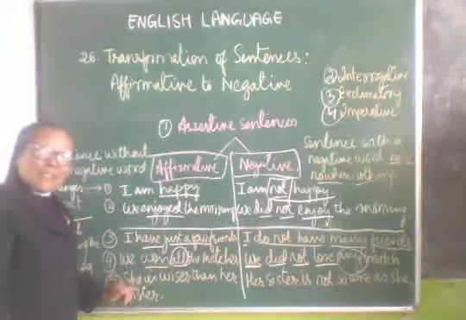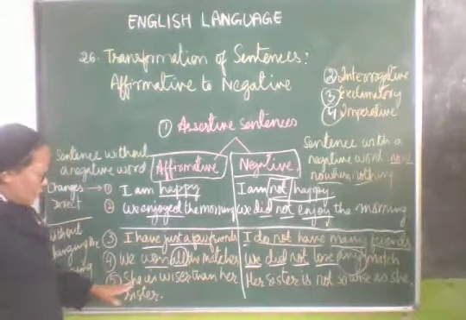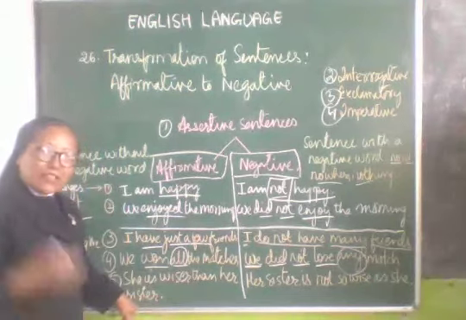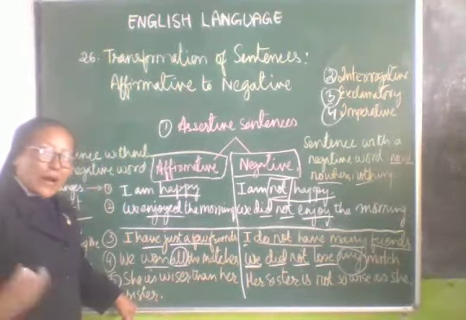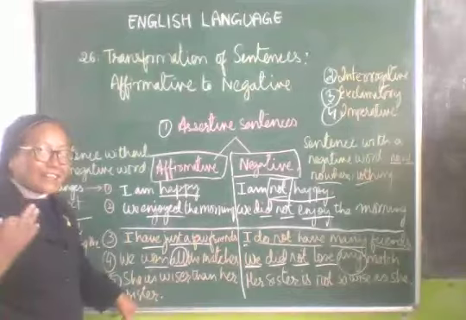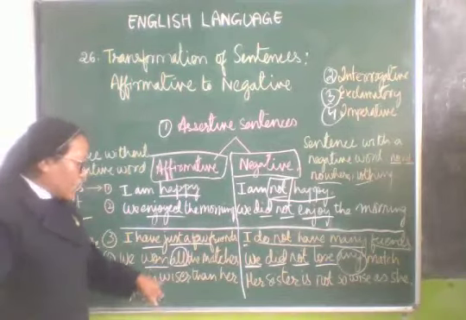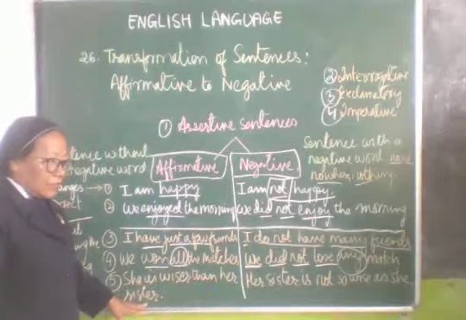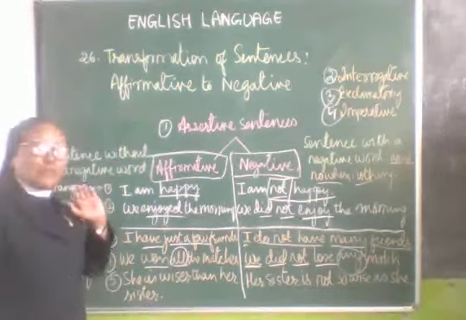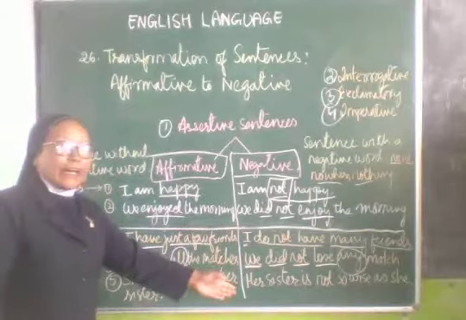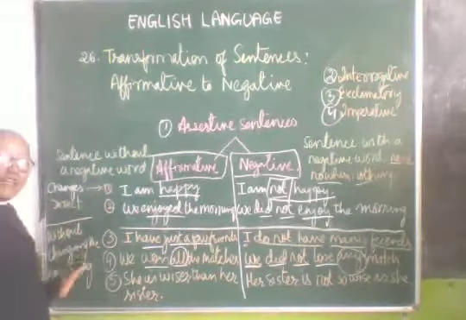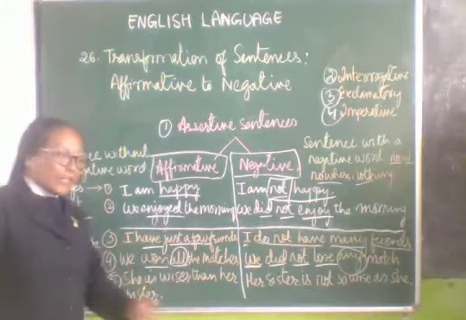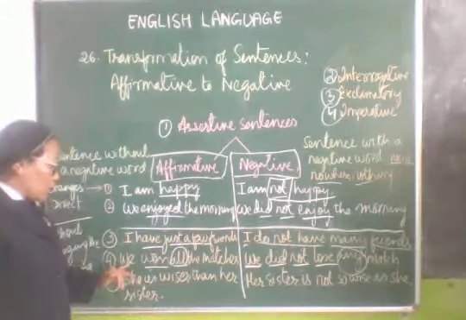Okay. Sentence number 5. She is wiser than her sister. You know, wise means smart, intelligent, isn't it? So she is wiser than her sister. Now we have to transform that into negative without changing its meaning. So, how will I make that into negative without changing its meaning? Now we will see.